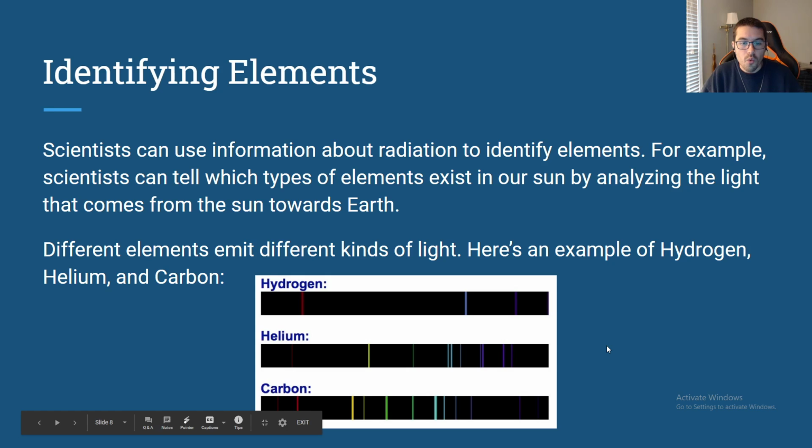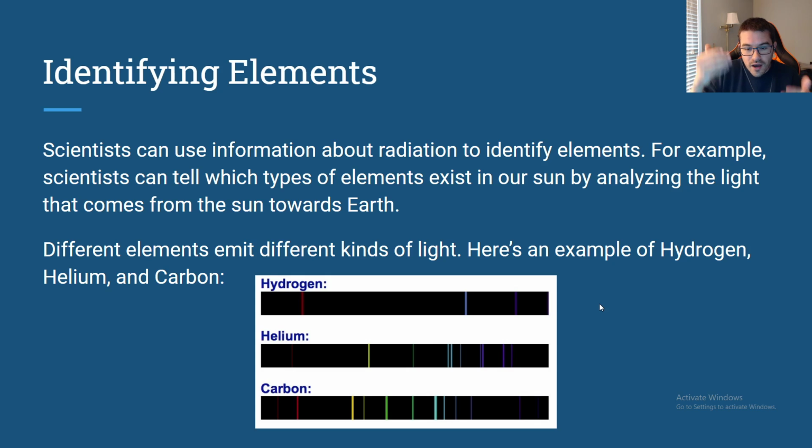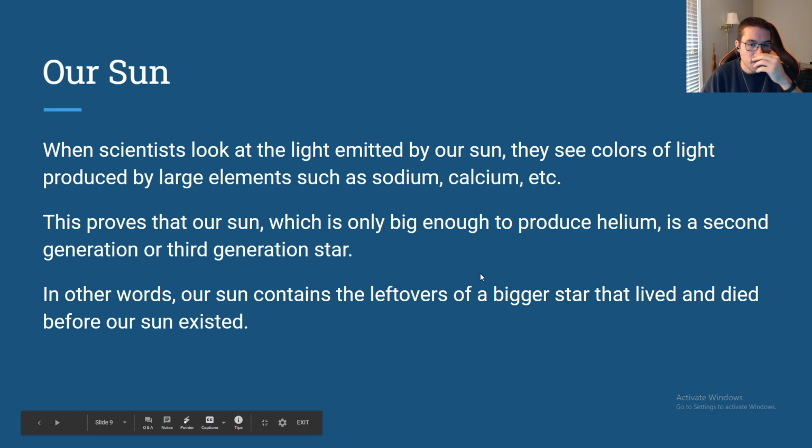What scientists are able to do is look at the sun or another star, look at the different types of light that are produced, and if they see these specific colors, that can serve as evidence that that particular element is present in the sun. Like I said, when scientists look at the light emitted by our sun, they see colors of light produced by large elements such as sodium and calcium and others. This proves that our sun, which is only big enough to produce hydrogen and helium, has to be a second or third generation star.